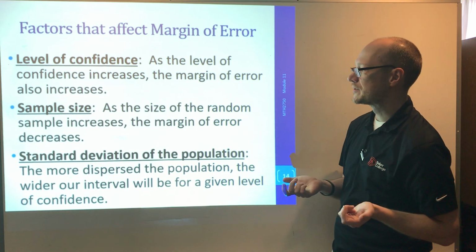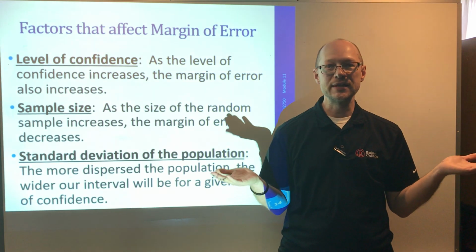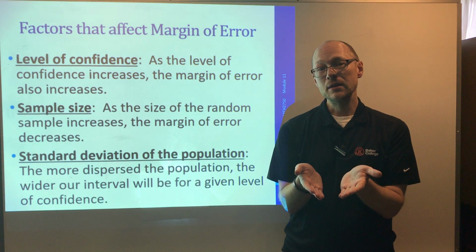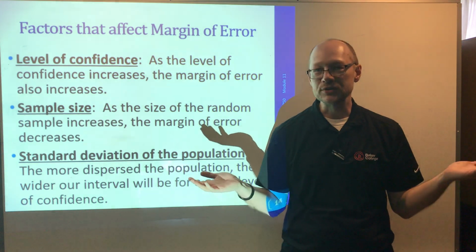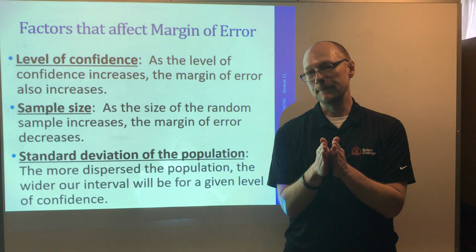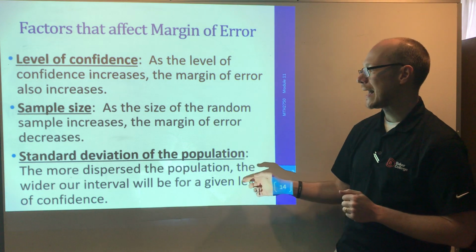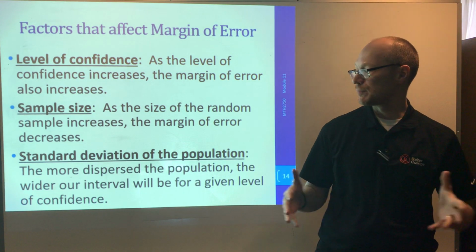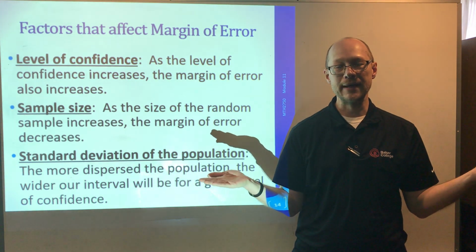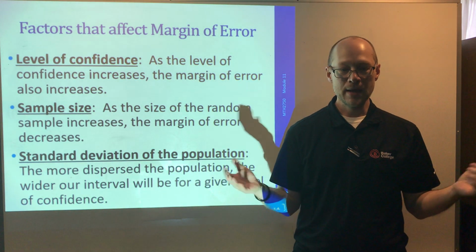Second one is the sample size. Well, it probably makes sense that if you just sample a few people, you're going to have a bigger error. If you sample 50% of the population, well, you're going to have a very small margin of error. And lastly, the standard deviation. The more dispersed the population is going to be, the wider the interval is going to be. And that, again, just makes sense as well.